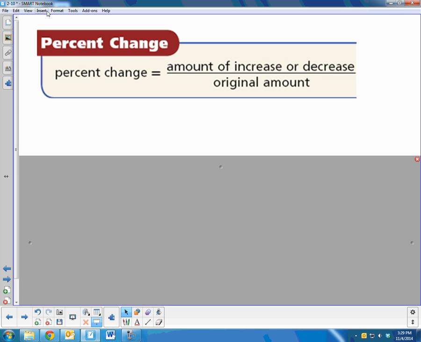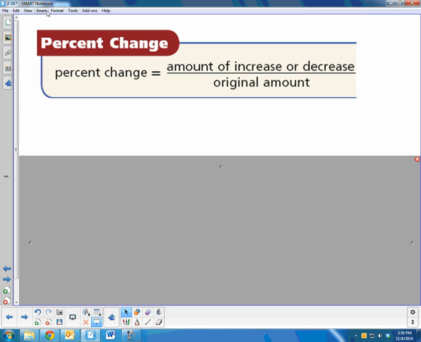Now, the question always comes, when am I ever going to see this in real life? All the time. Whenever you see a sale, that's percent change. That's what we're looking at today. You see 25% off of all sweaters, or you see 30% off at Slumberland Furniture. Anytime you see a sale, you're looking at a percent change. It's always talking about percent off.